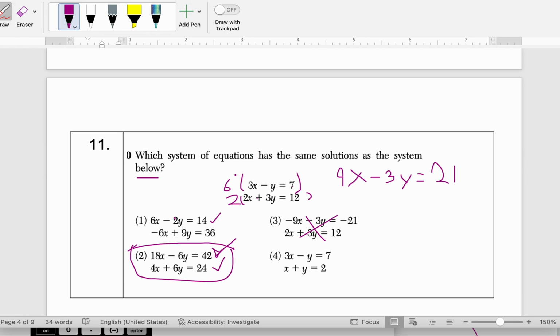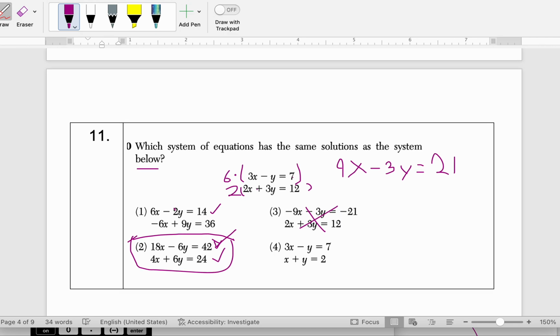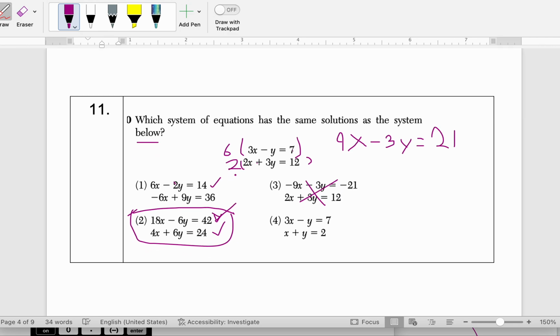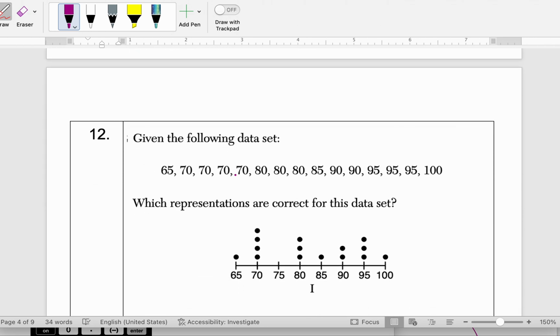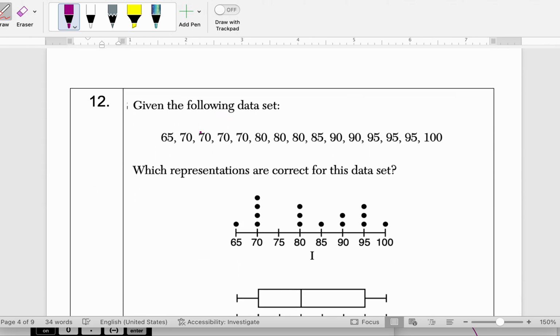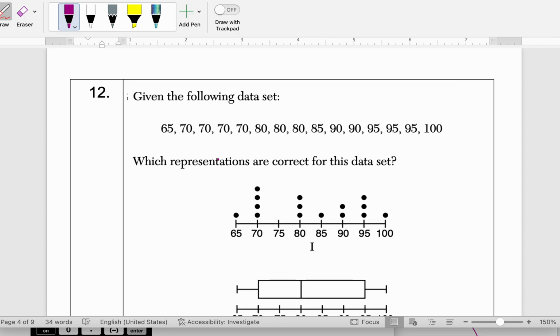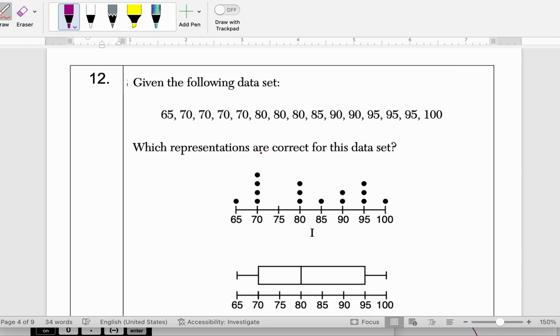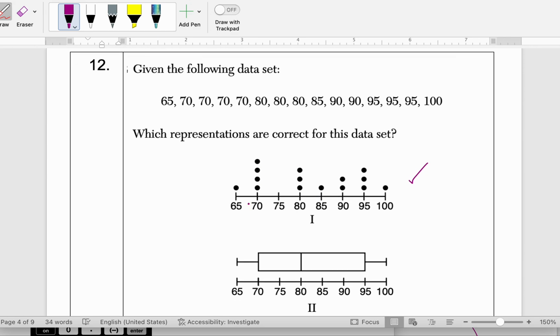Okay, so let's go to number 12. Given the following data set, right, which representations are correct for this data set? So taking a quick look, I see 70 is the mode. So this is looking like it can be 2, 3, 1, 2, 1, 80. All right. So looking for the median.